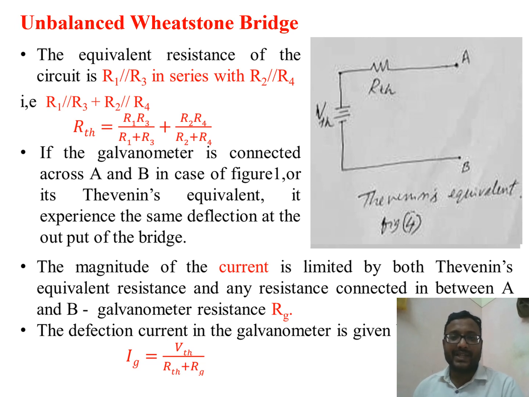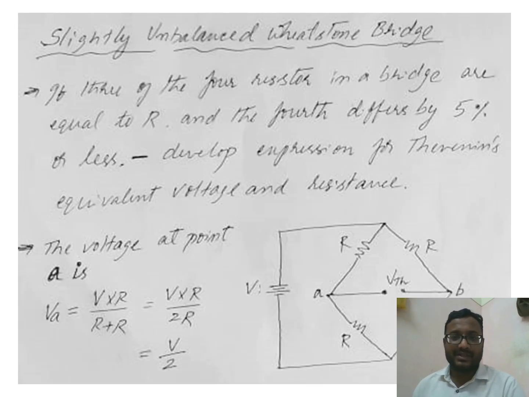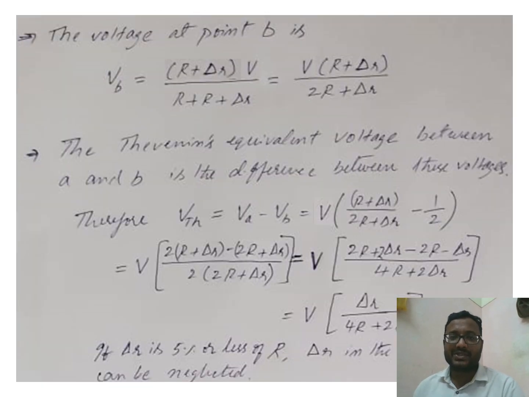Now if the galvanometer is connected across the A and B terminals, how much current flows? Ig is equal to V Thevenin by R Thevenin plus Rg, because I is equal to V by R. V Thevenin is the voltage, and R Thevenin plus Rg, the galvanometer internal resistance, is the total resistance. From this we can analyze the unbalanced Wheatstone bridge.